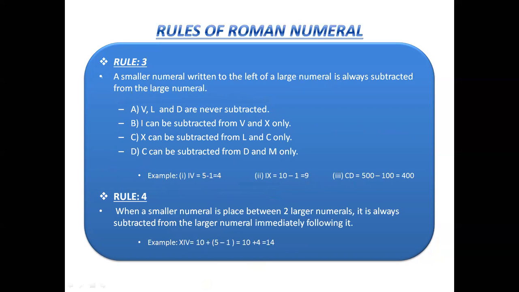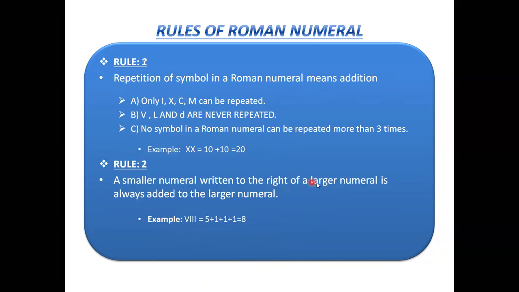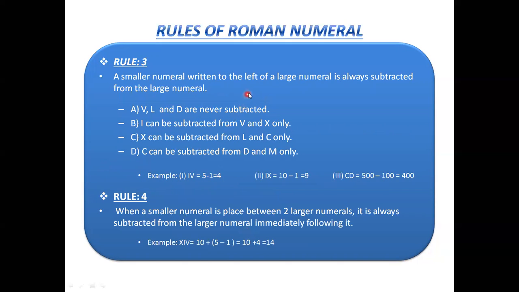Rule number 3. A smaller numeral written to the left of a larger numeral is always subtracted. Here we have seen if it is written right of the larger numeral, it is addition. If it is written left of a larger numeral, then it is subtraction. In this also we have some specific things to remember. V, L and D are never subtracted. I can be subtracted from V and X only.